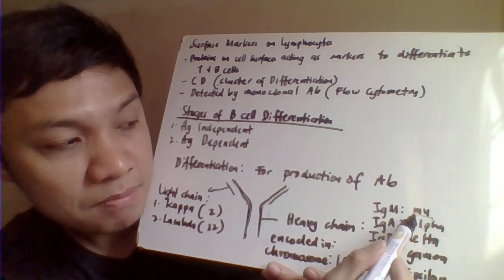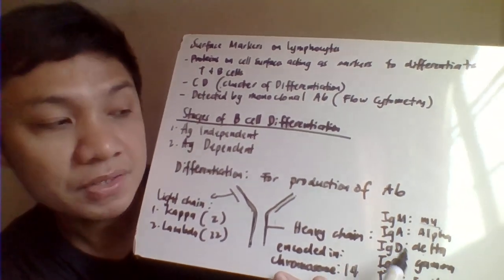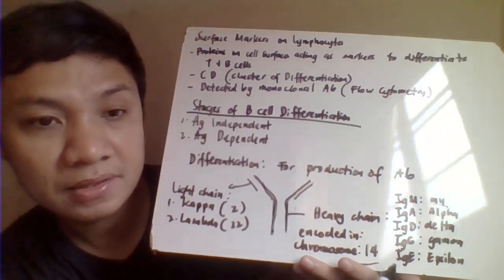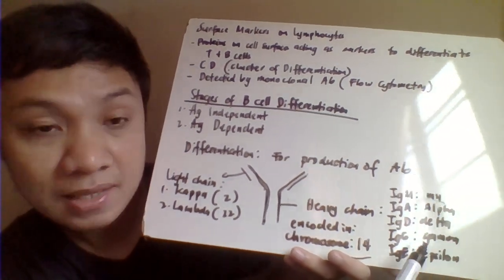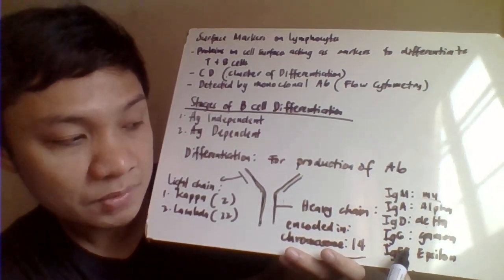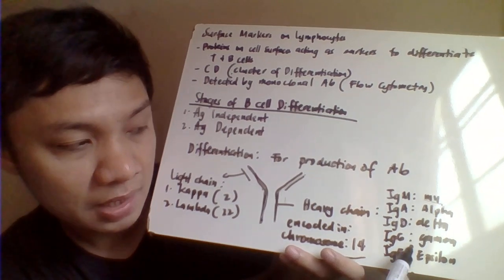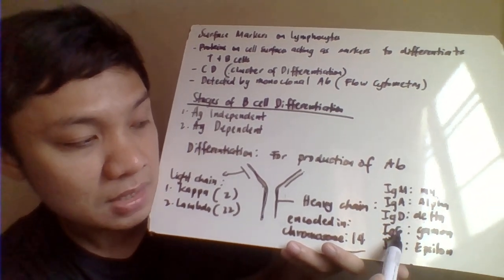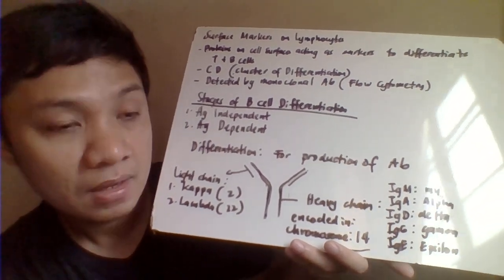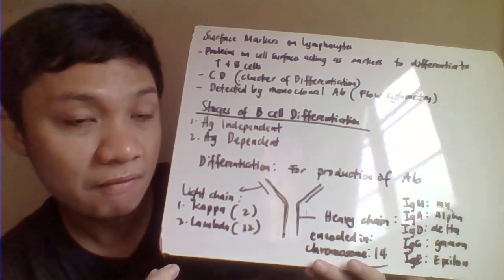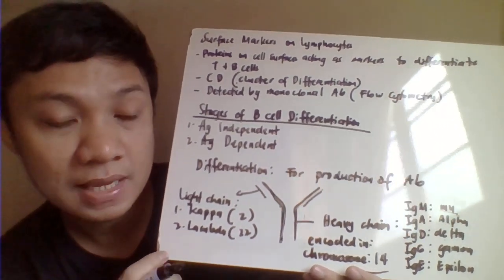Like if the heavy chain is mu, that's your IgM. If the heavy chain is alpha, that's your IgA. If the heavy chain is delta, that's your IgD. If gamma, that's your IgG. For the delta it is IgD, for the gamma it is IgG. And if the heavy chain is epsilon, then that's your IgE.